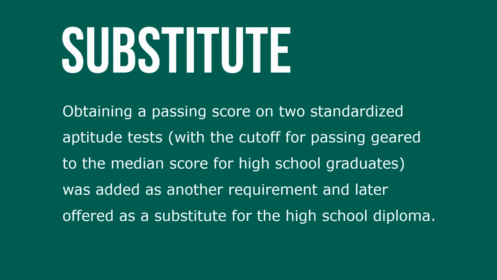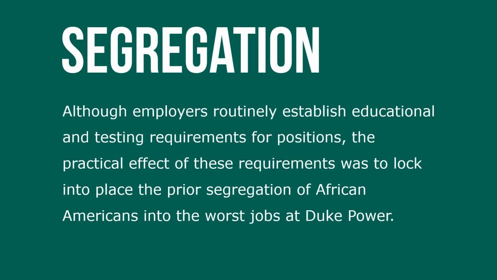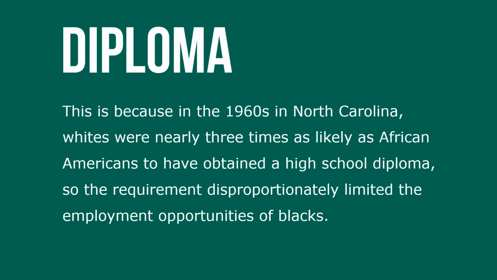Obtaining a passing score on 2 standardized aptitude tests, with the cutoff for passing geared at the median score for high school graduates, was added as another requirement and later offered as a substitute for the high school diploma. Although employers routinely establish educational and testing requirements for positions, the practical effect of these requirements was to lock into place the prior segregation of African Americans into the worst jobs at Duke Power. This is because in the 1960s in North Carolina, whites were nearly 3 times as likely as African Americans to have obtained a high school diploma, so the requirement disproportionately limited the employment opportunities of blacks.